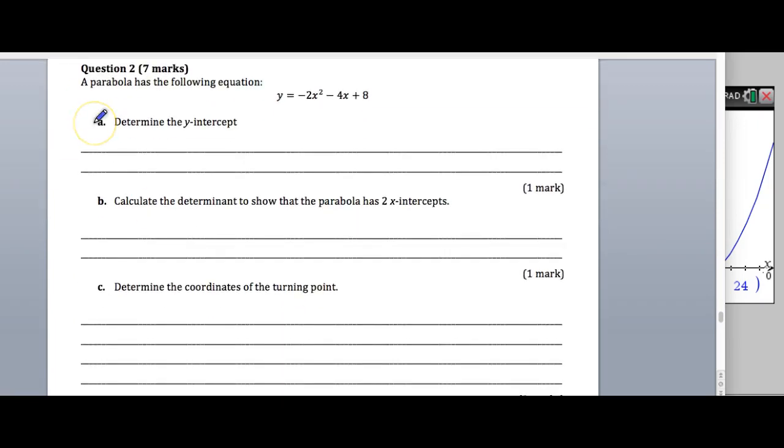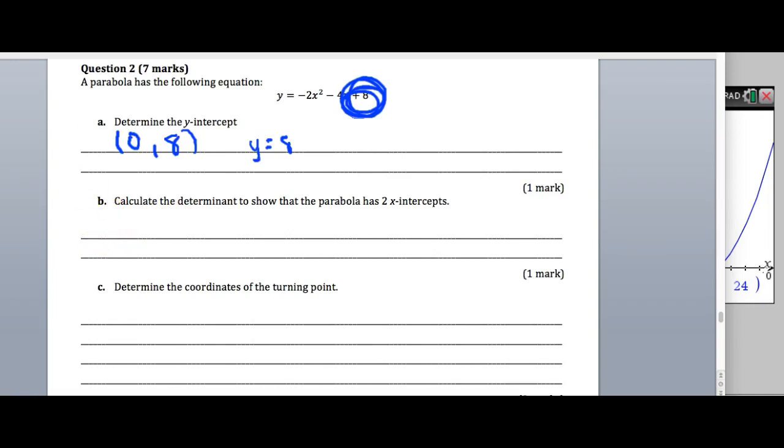All right, a parabola has the following equation. Determine the y-intercept. If it's in expanded form, the y-intercept is always the constant, 8. I like to write things as coordinates, so it should be (0, 8), or y equals 8. Calculate the discriminant to show that the parabola has 2 x-intercepts.